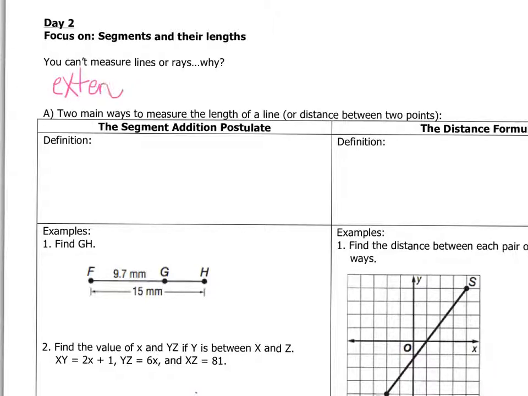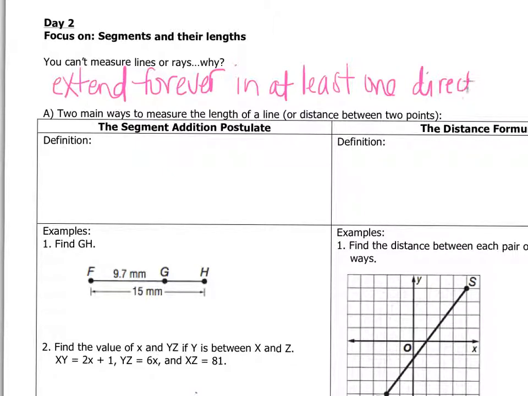extend forever in at least one direction. Our rays extend forever in one direction. Like Garrett said, our lines extend forever in two directions. So we're not going to be talking in our class about how we can measure lines or rays because we can't. Okay, we're focused on segments.